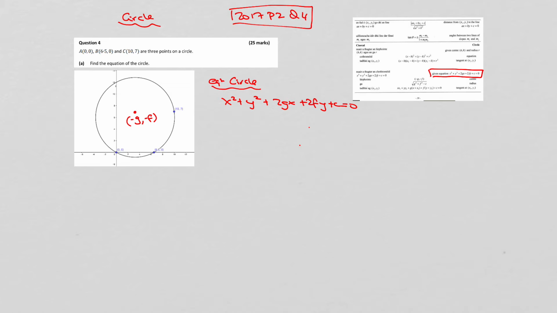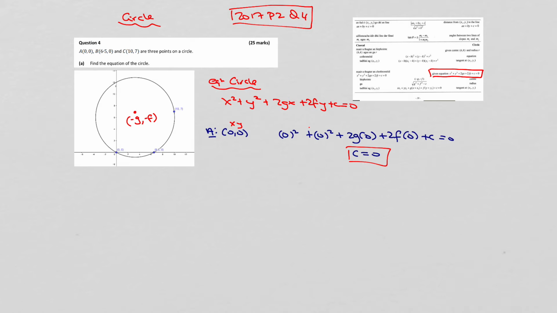And what we're going to do then is all three of these points lie on the circle, therefore they must satisfy the equation. So if I start with point A, which is 0, 0, that means if I sub it into the equation for x and y, it will satisfy it. So in other words, the left is equal to the right. And therefore that leaves us with c is equal to 0. So we've already found c. Now all we need to do is find g and f.